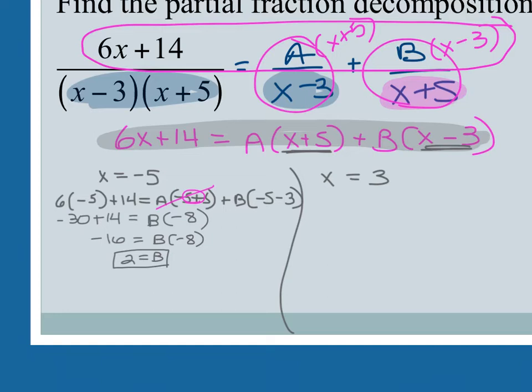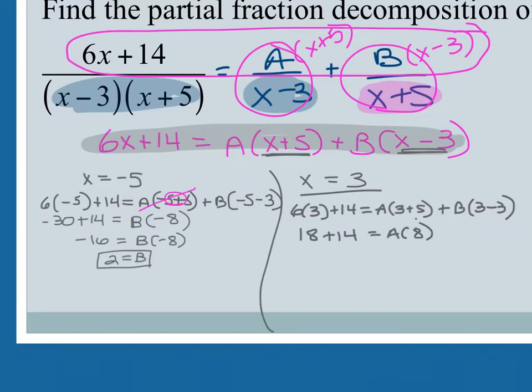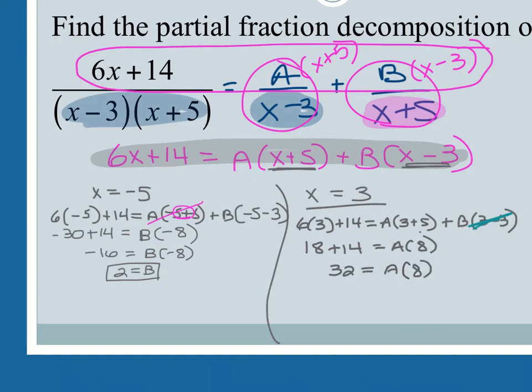Now I'm going to repeat that whole process with x being 3. So 6 times 3 plus 14 equals A times 3 plus 5 plus B times 3 minus 3. I get 18 plus 14 equals A times 8. 3 minus 3 becomes 0, and it cancels out my B. 32 equals A times 8. And A would equal 32 divided by 8, which is 4.